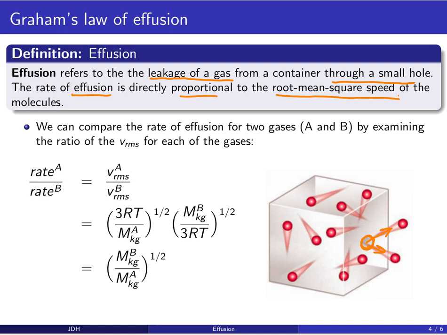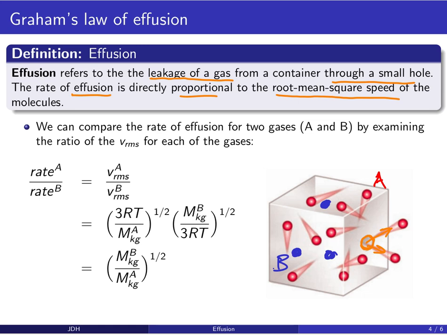Which means if we were to add another type of molecule into this little box, let's say we put some blue molecules in here, and we call the red molecules A and the blue molecules B, we can use this relationship between the root mean squared speed and the rate of effusion to compare the relative rates of effusion for these two different gases A and B.